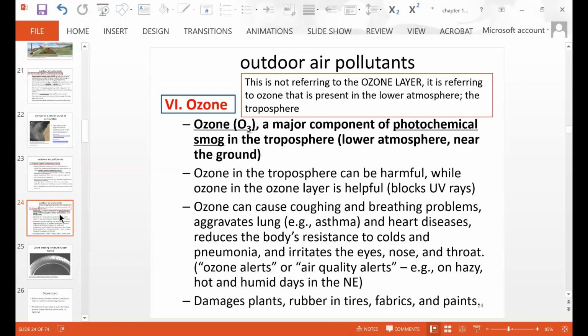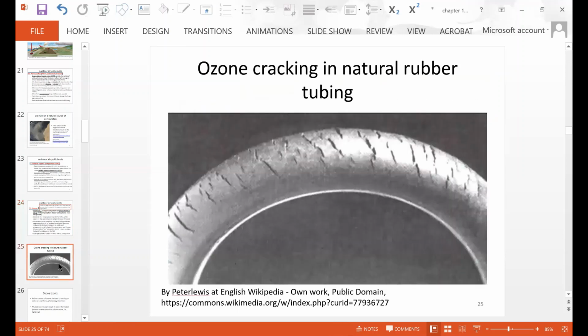Now, this ozone can also damage plants, rubber, fabrics, and paints. So this is a natural rubber tubing from a tire, and it has cracked due to ozone exposure.